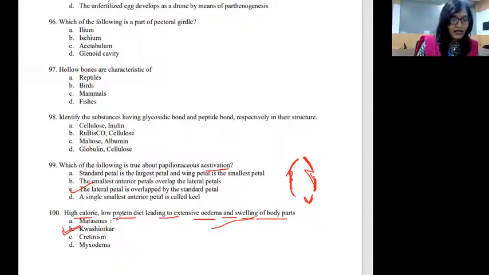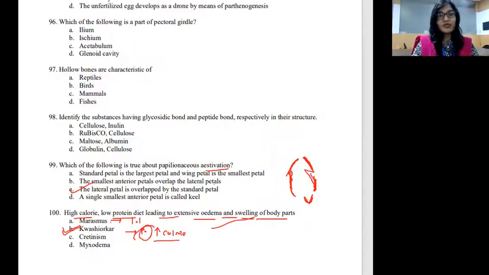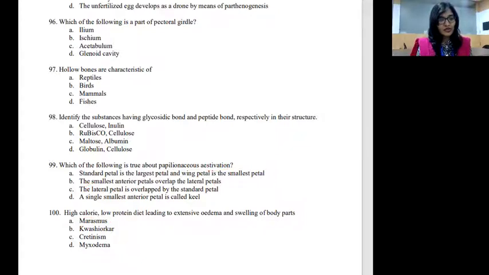In marasmus also the protein content is low, but in kwashiorkor high calorie intake will be there, but the protein content will be very less. Because of that, the baby has a larger belly, has edema, and will be mentally retarded. So the answer is going to be option D.